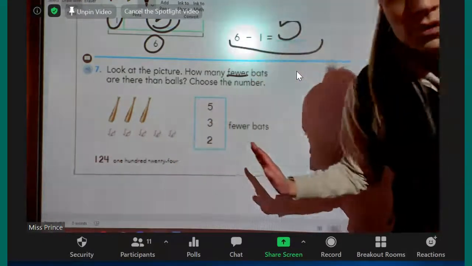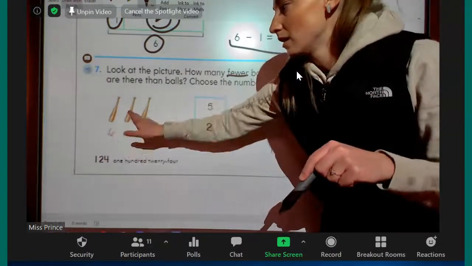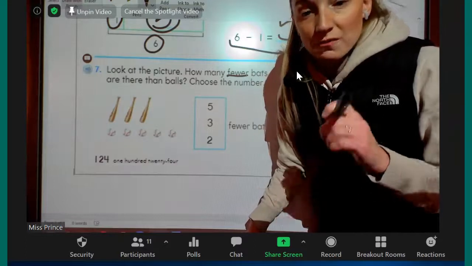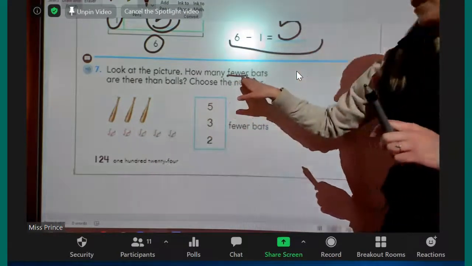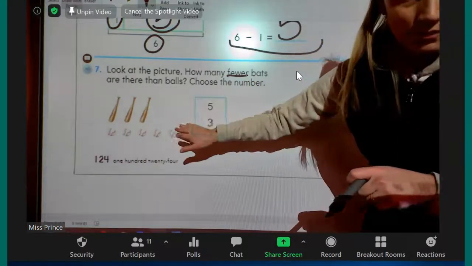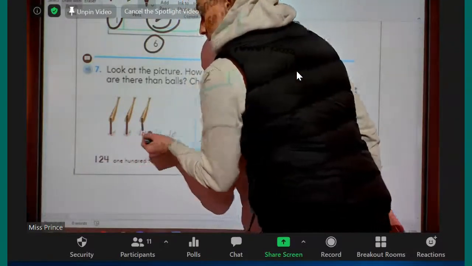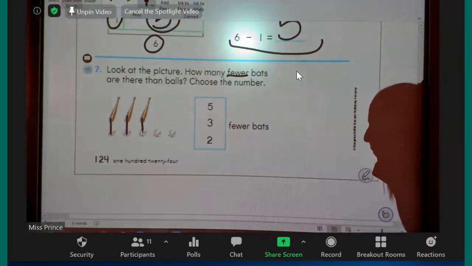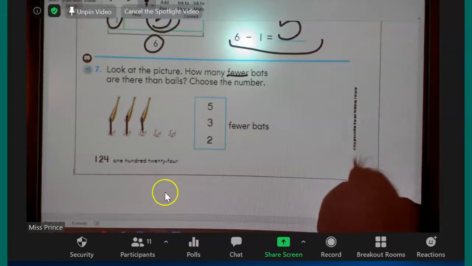So remember, when we do this problem, we're going to match them up and see who has a buddy. And then whoever doesn't have a buddy, those are the ones that are showing the fewer or the more. So in this case, it's the fewer. So they're going to wonder how many bats are missing. Okay, so we're going to match them up. And now we need to figure out how many fewer bats are there than balls. So you're going to look at the bats that are missing to figure out your answer.